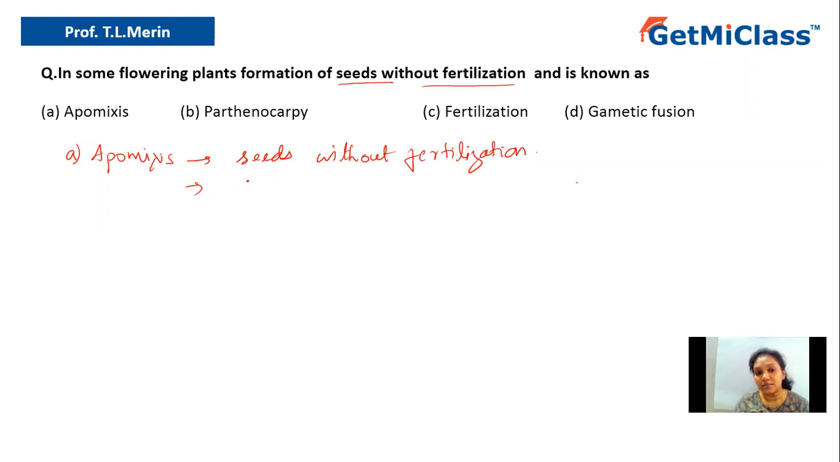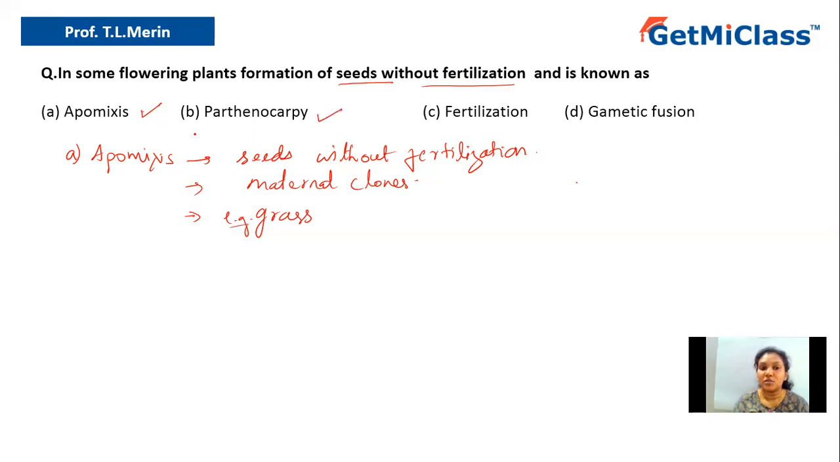The plants which are grown from these seeds will give rise to maternal clones. So that is what apomixis is. In what type of plants can you observe this? You can observe this kind of formation of seeds in certain species of grass. So that is the example. Let us look into the options. Option A says apomixis. That is the right answer, because in some of the flowering plants, seeds are formed without fertilization, and that is what is called apomixis.